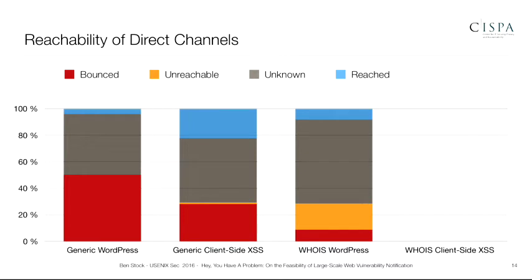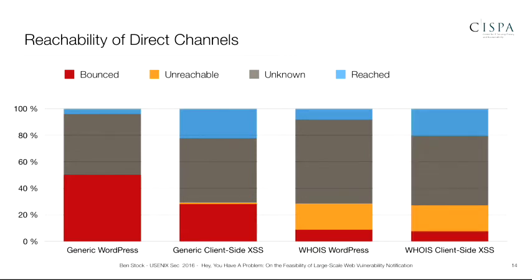And this is, as I said before, caused by the fact that there is simply no WHOIS entry for that domain, or at least there is no email address in that WHOIS entry. For client-side XSS, the situation looks a little bit similar. So we again have this big chunk of about 18%, but also managed to reach 20% of the domains.